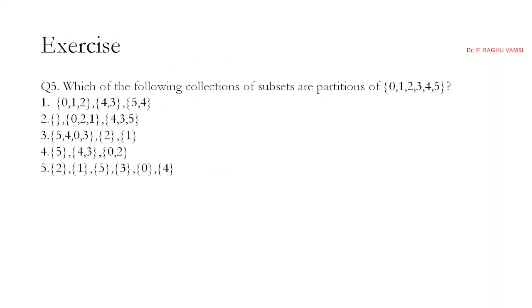Which of the following collections of subsets are a partition of {0, 1, 2, 3, 4, 5}? You consider the subsets listed in the multiple choice and take their union. If it leads to {0, 1, 2, 3, 4, 5}, then that is the possible set. Right? In the previous example we have seen that one particular set may have multiple subsets, and when you combine all these subsets, it leads to the original set. So this is related to the topic of subsets and disjoint sets.